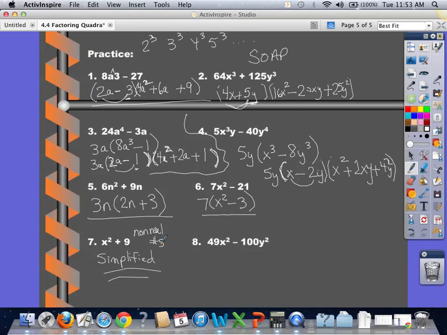This one, that's a perfect square. That's a perfect square. That's a perfect square. And so with that one, we have a difference. So this breaks up into 7x minus 10y, 7x plus 10y. Again, you can check all these by foiling back or distributing back. Okay?